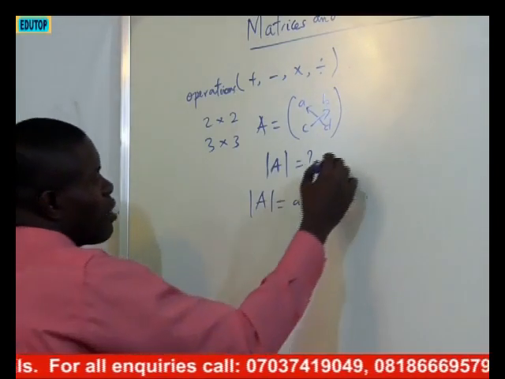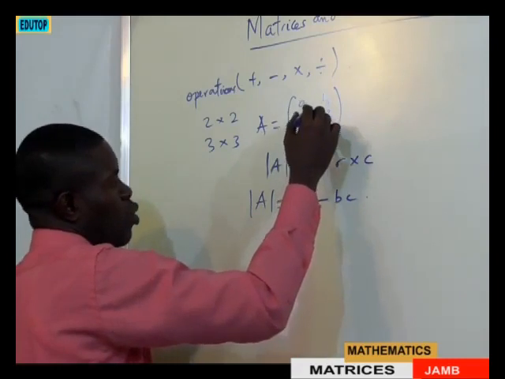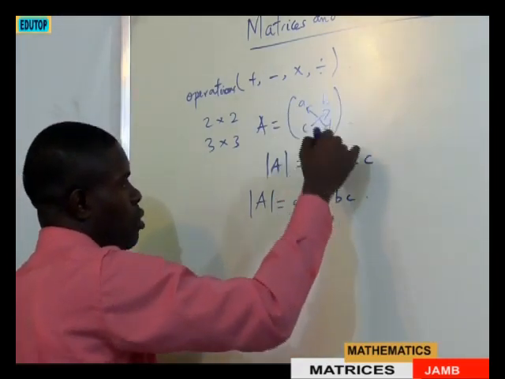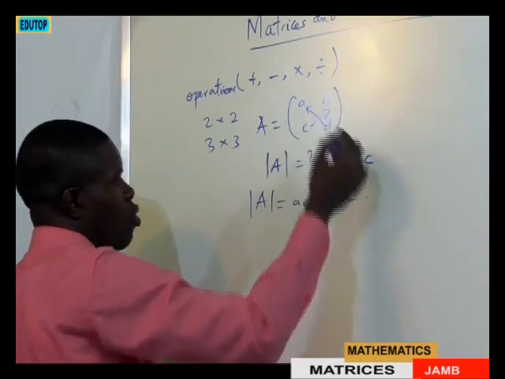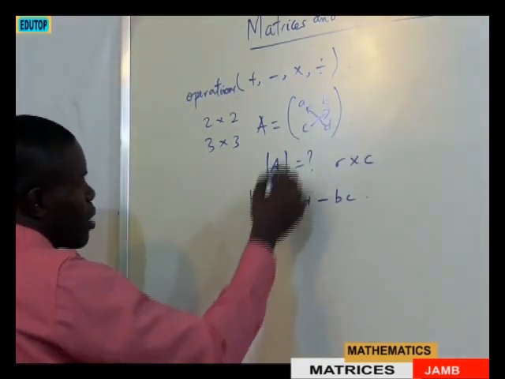That is how to determine the determinant of a 2 by 2 matrix. 2 by 2 in the sense that row is multiplied by column. So you have 2 rows, 2 columns. That is how to determine the determinant of 2 by 2.